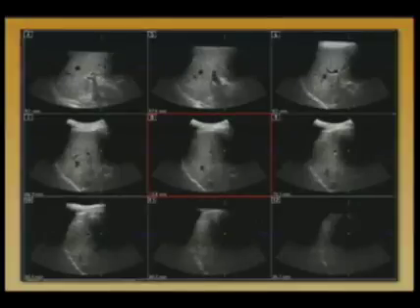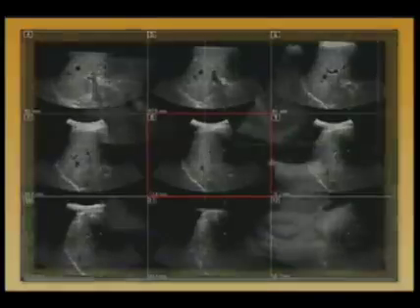And retrospectively, knowing that the hemangioma was there, I think I was able to see it. In fact, it's in the top row of images in the middle. But quite honestly, if I didn't know that it was there, I probably would have missed it.